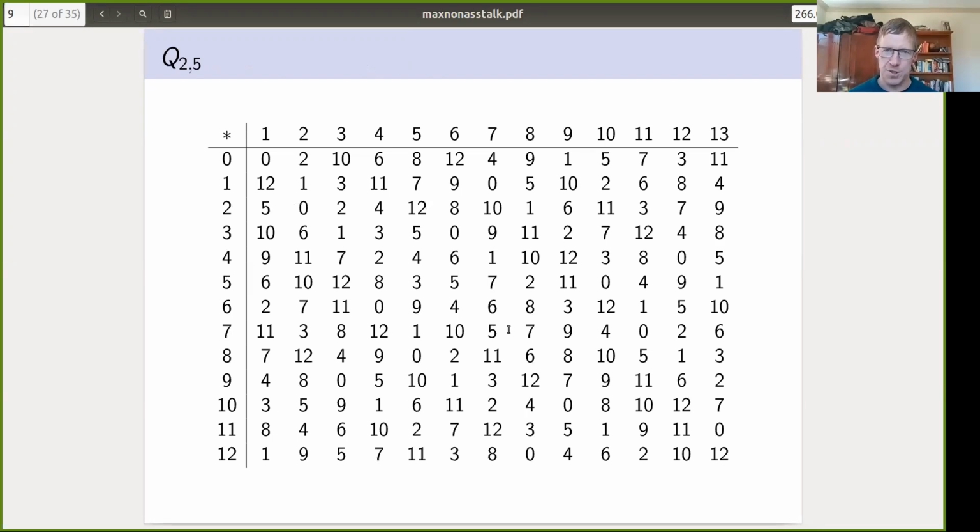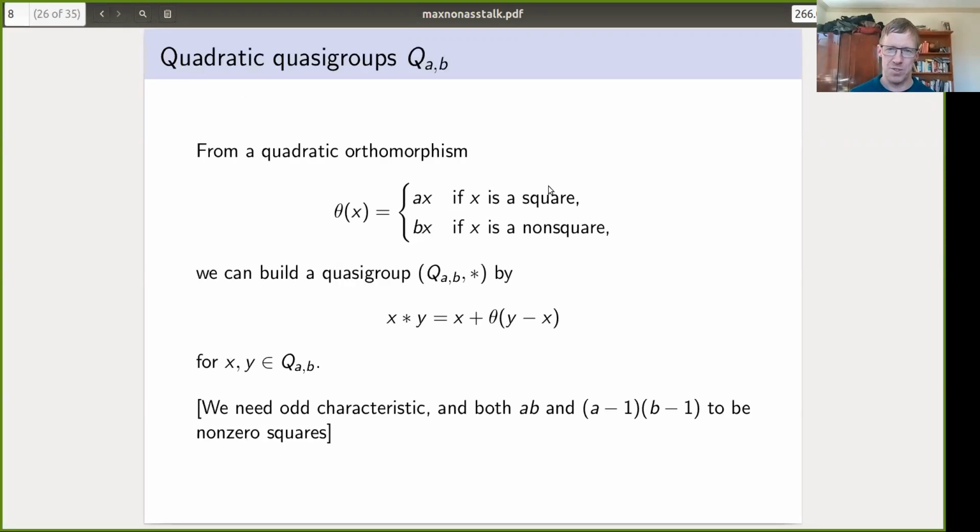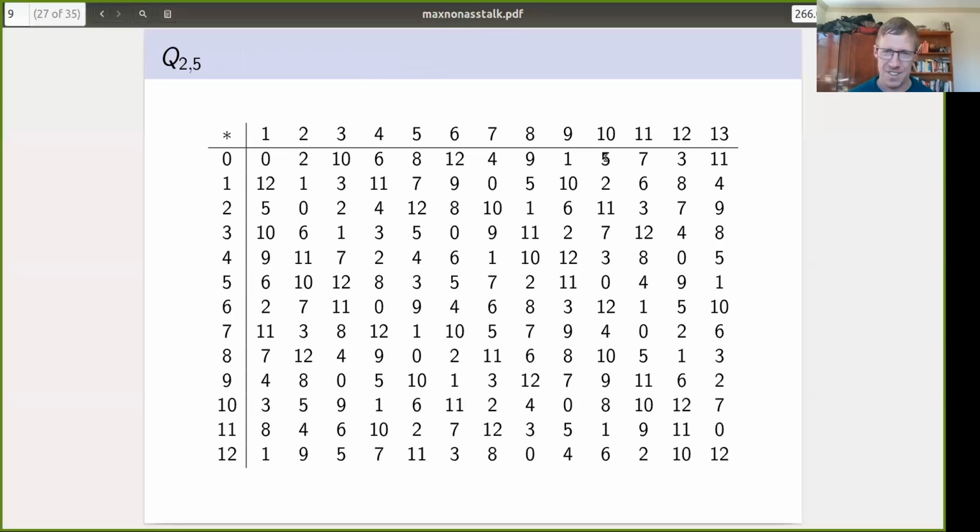Okay, so I gave you the first maximally non-associative quasi-group. Here is the smallest one that's built from a quadratic orthomorphism. It has the orthomorphism I gave you in the first row here, because if you think about substituting 0 in here, you see that you're just taking theta of y. So this first row is my quadratic orthomorphism, and this quasi-group has a very nice automorphism, which allows you to build the rest of the table from that first row.